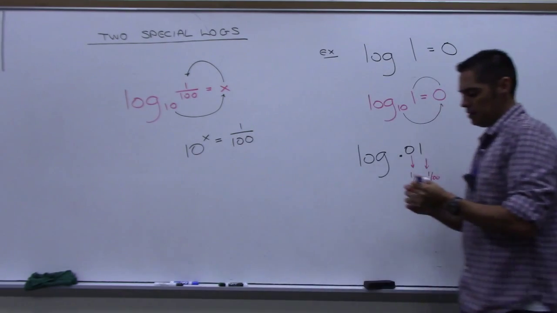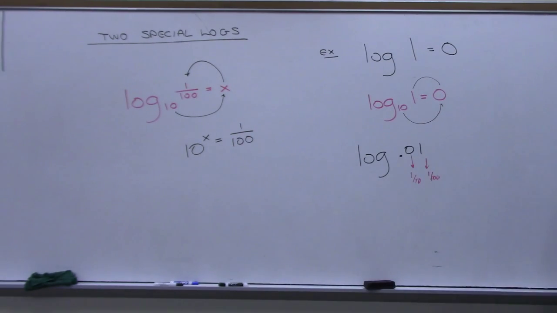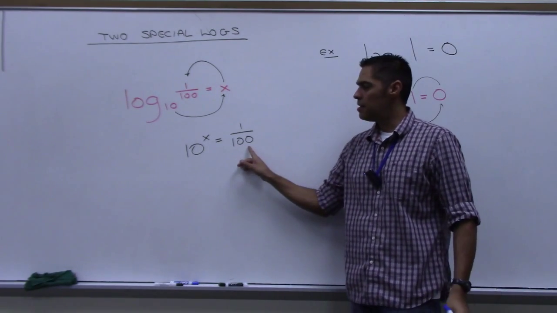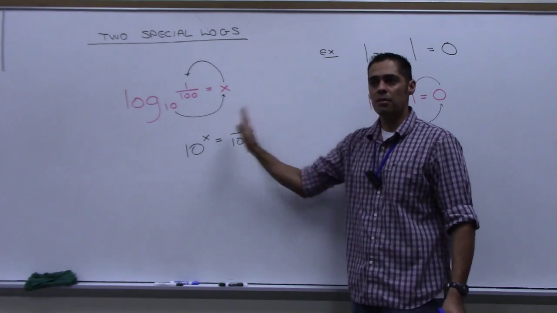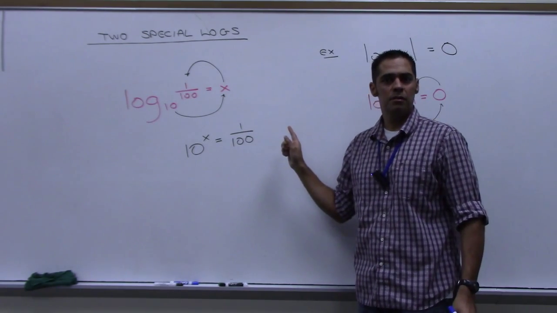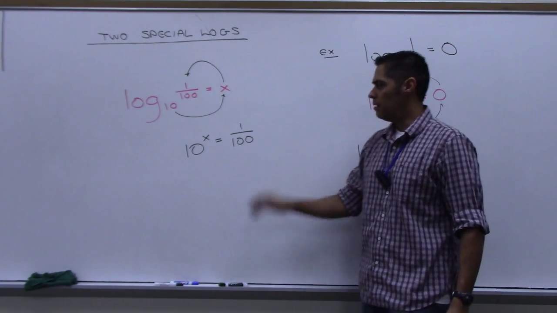Now can you get it? What is it? -2. Because we did this a couple of times last class, right? 100 is 10 squared. 1 over 10 squared is 10 to the -2. You match up the two tops, x is -2. Y'all see it? Okay.